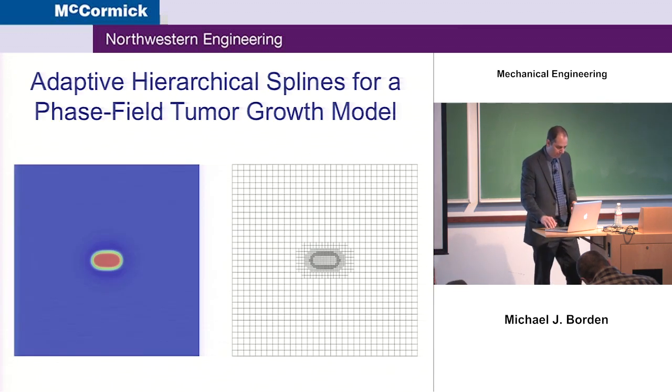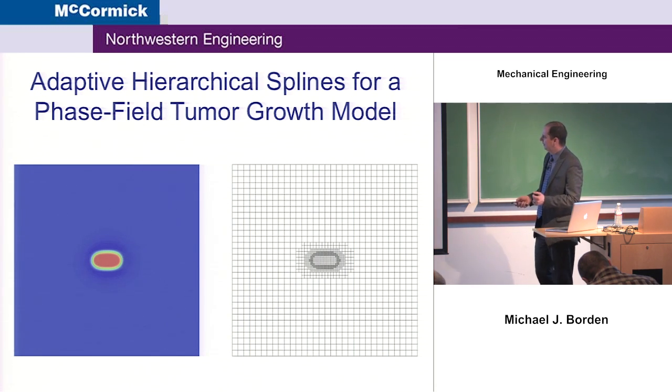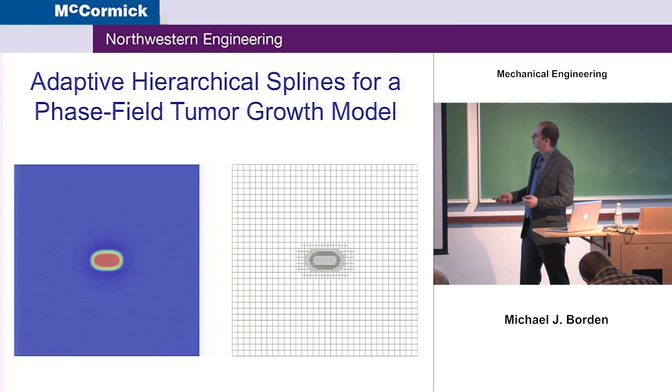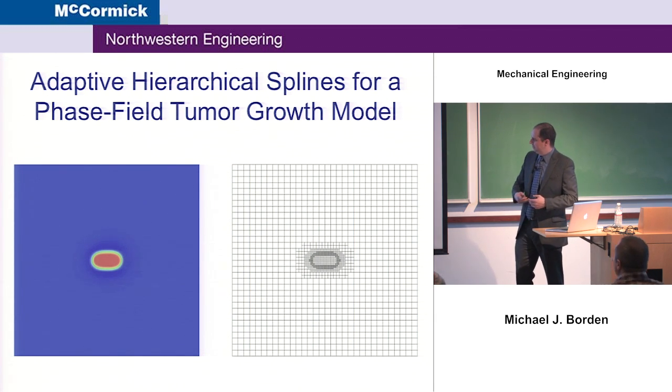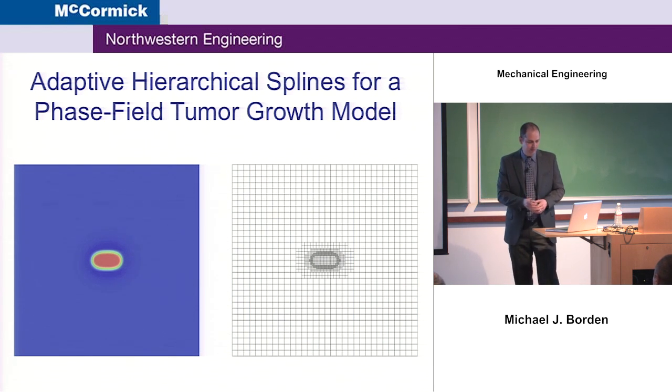So here's an example. This is a phase field tumor growth model, which I've worked on with another colleague. And you'll see that we can do additive hierarchical adaptivity on these splines. Here's the mesh. We're going to do both refinement and coarsening. You'll see as I play the video, as the front propagates, it adds in functions and it takes them out when it doesn't need them.